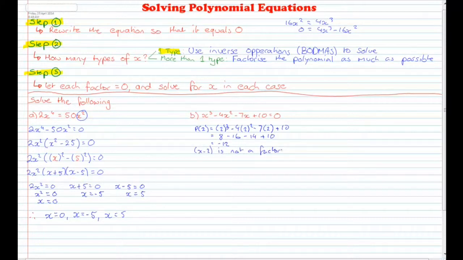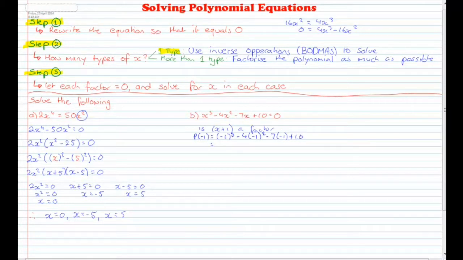Right, so I know x minus 2 is not a factor, so I'm just going to get rid of that now and try again. And I want to see if x plus 1 is a factor, so is x plus 1 a factor? So I'm going to substitute in p of negative 1, and that's going to get me negative 1 cubed minus 4 times negative 1 squared minus 7 times negative 1 plus 10.